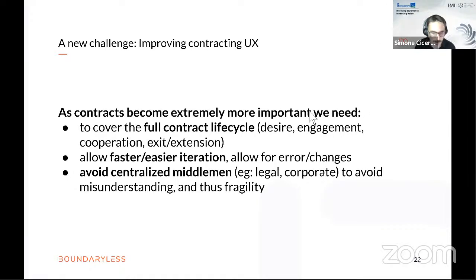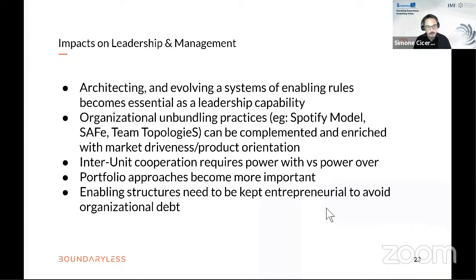And the impacts, I'm almost done with the intro, but the impacts on management and leadership are huge. We see a leadership that now needs to confront topics such as designing and architecting constraints into this scalable system. We need to develop a management that doesn't just blindly apply these unbundling policies for the organization, but does it in a market-driven way. And of course, looking at the system, the portfolio becomes much more important.